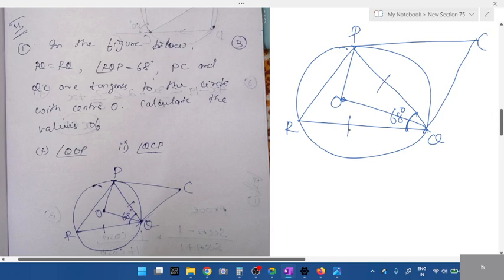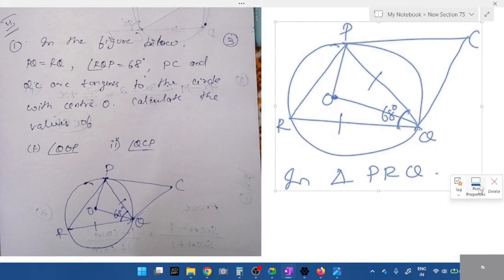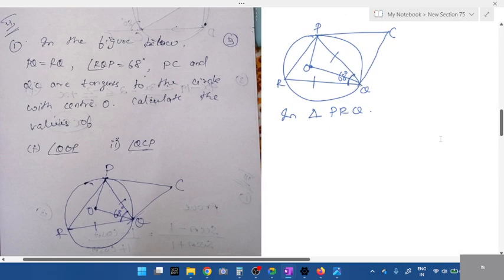So what kind of triangle is it? Isosceles. Which two sides are equal? PQ is equal to RQ. Then which two angles are equal? Yes. So you are supposed to write in triangle PRQ. You have to mention angle R is equal to angle P, isosceles triangle.